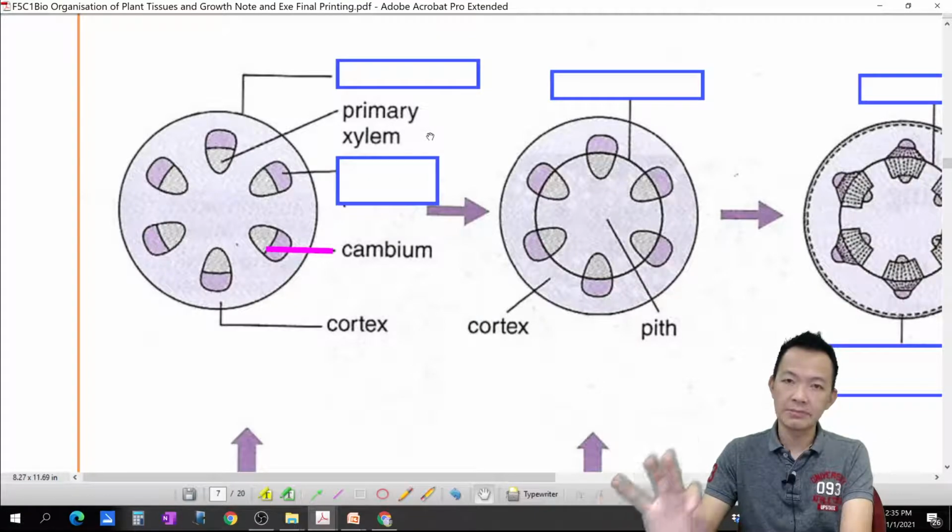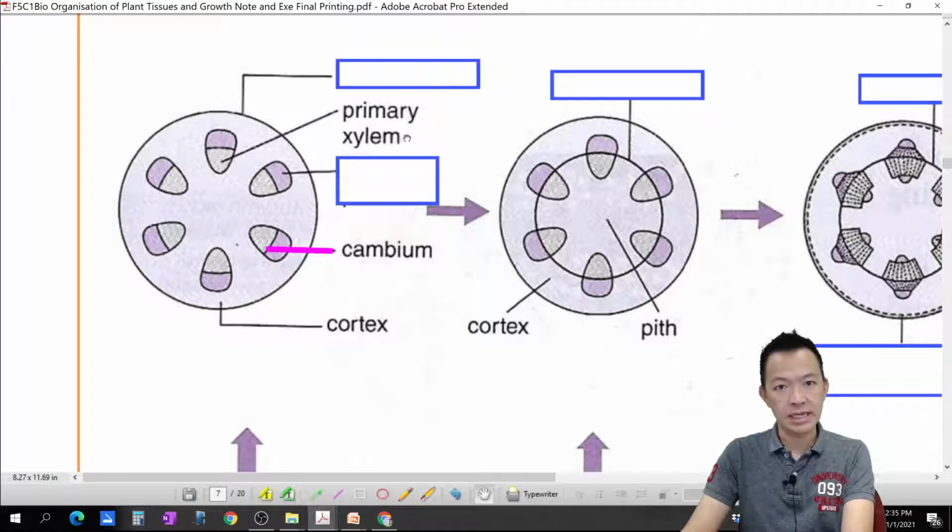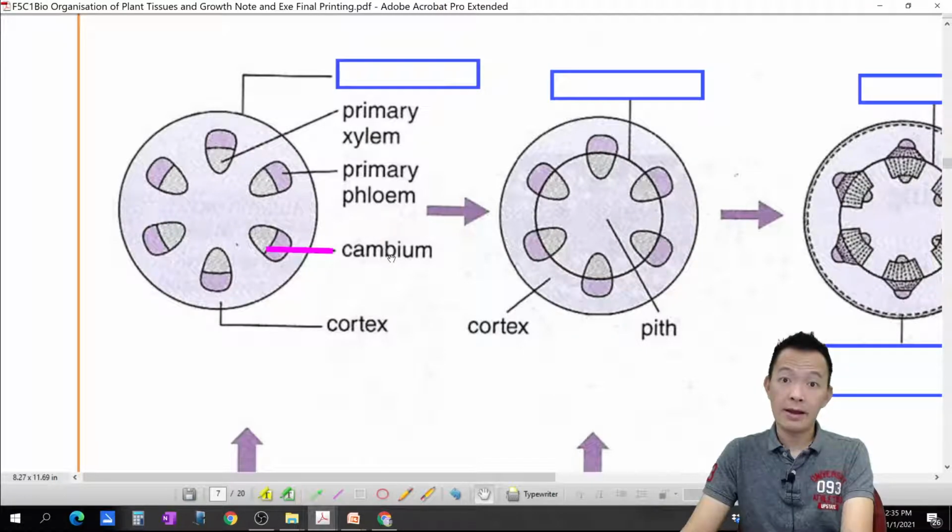什么叫 primary xylem? Xylem tissue just after the primary growth. So we just call it primary xylem. 第一次成长变成的 xylem tissue, 分化过后形成的 xylem tissue. Next, this will be primary phloem tissue. Primary growth 形成的 phloem tissue, so called primary phloem tissue.